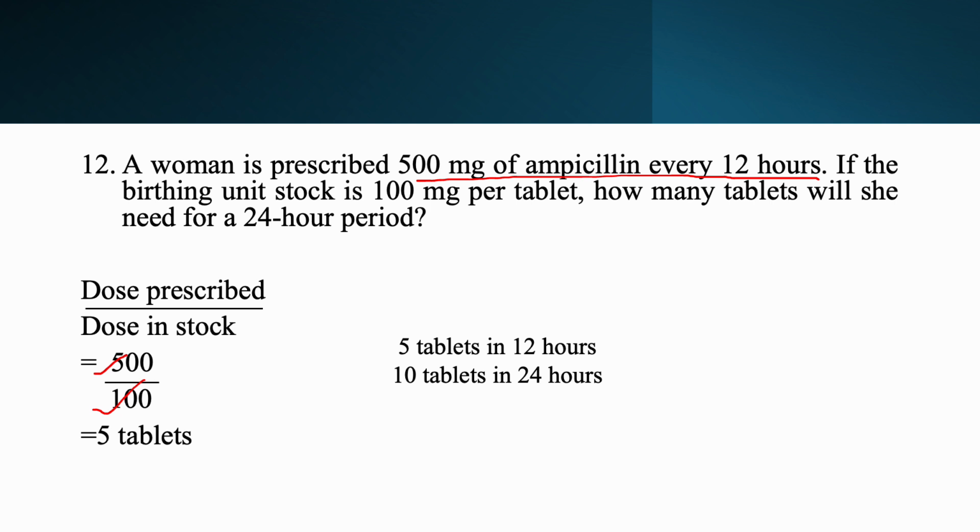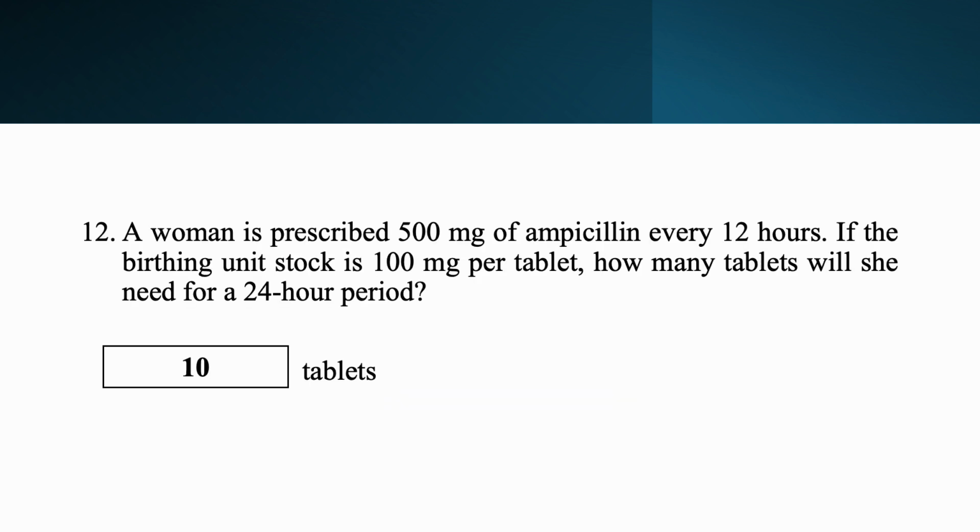So if the woman is receiving 500 mg of ampicillin every 12 hours, then we have to give 5 tablets to the woman in 12 hours, as we have only 100 mg tablets. So the question is asking how many tablets she will need for 24 hours. If she needs 5 tablets in 12 hours, then she needs 10 tablets in 24 hours. So the answer is 10 tablets. 10 tablets the patient needs for a 24-hour period.